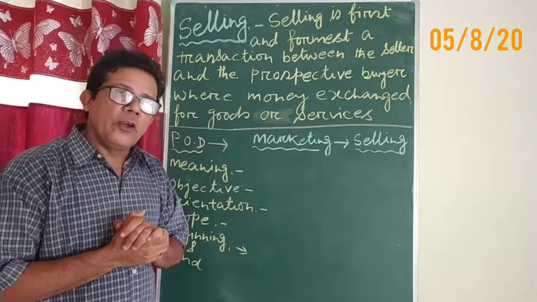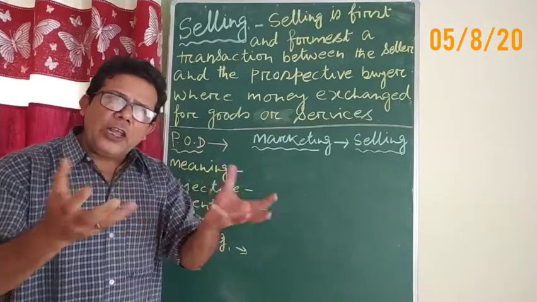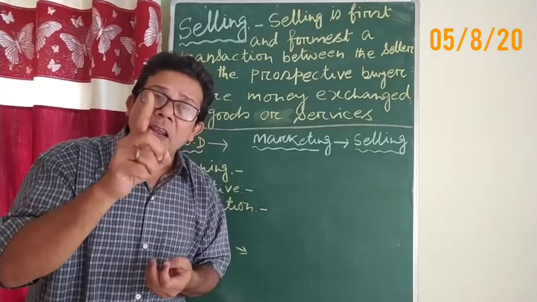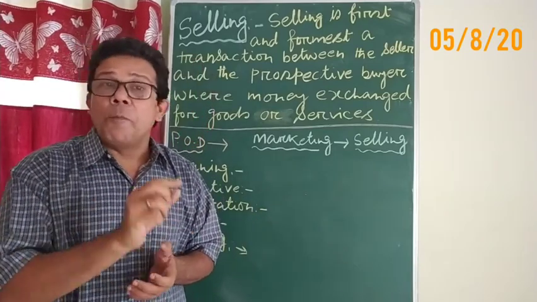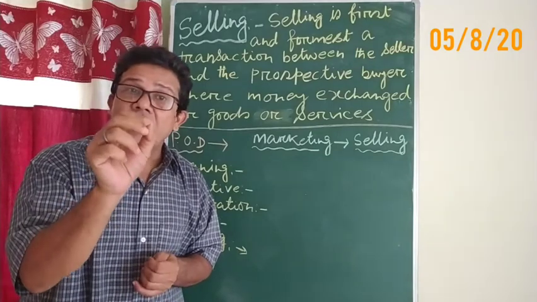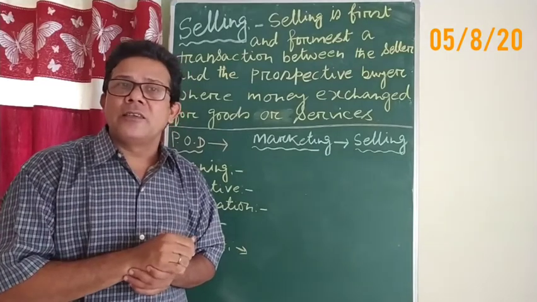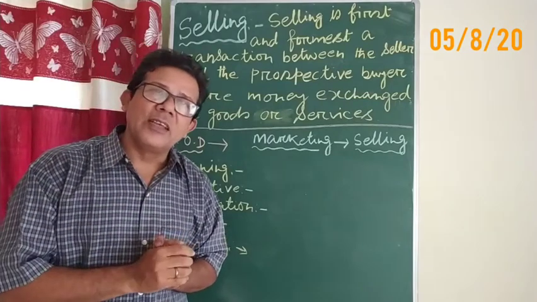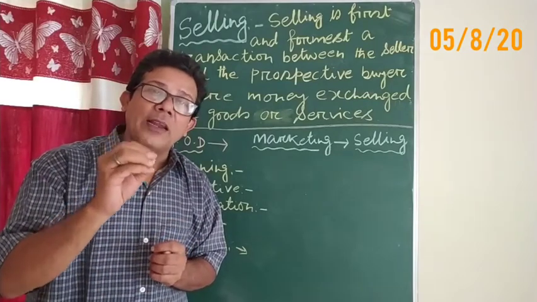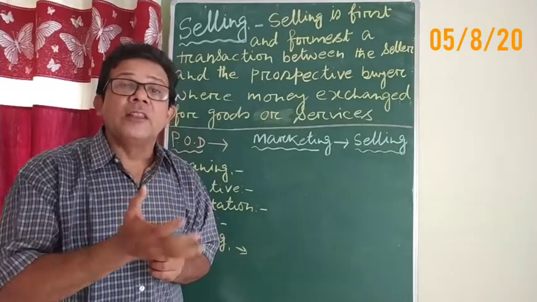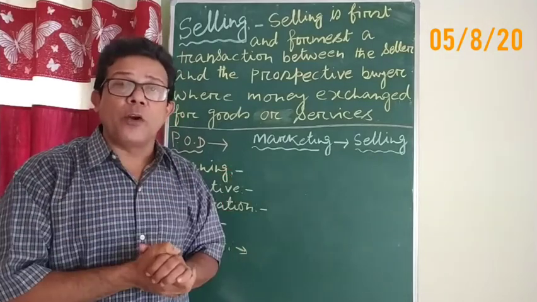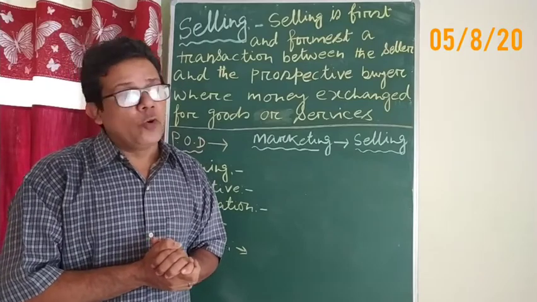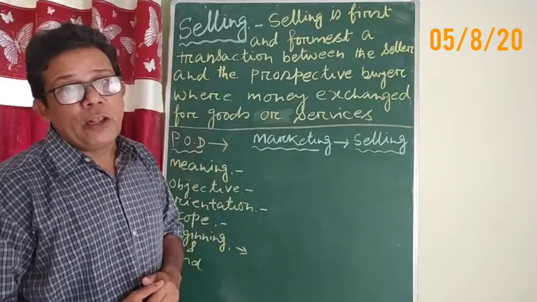I hope the meaning of selling is clear to you. And already you know the meaning of marketing. What is marketing? Marketing is the process by which you are motivating the prospective buyers to buy the goods or hire the services. That is what is called marketing. There you are motivating them, the prospective buyers, to buy a product. Okay, that is what is called marketing. So I hope it is clear to you, the meaning of marketing and the meaning of sales.